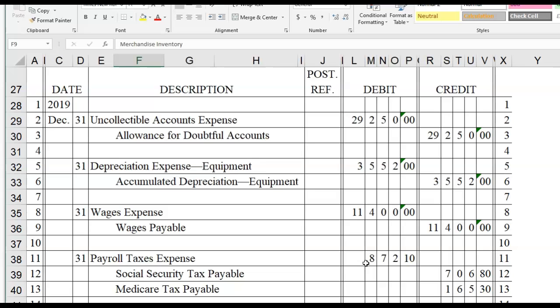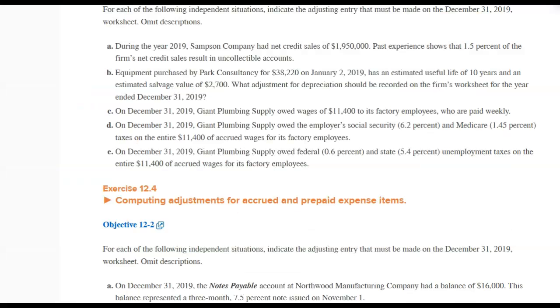Okay, we have more payroll tax expense in the next problem. We now have to deal with federal and state tax. So in the next problem, here we go with the federal tax at 6% and the state tax at 5.4%. And the unemployment taxes as well. Oh, and the state unemployment taxes, excuse me, federal and state unemployment taxes. And you're taxing the $11,400.